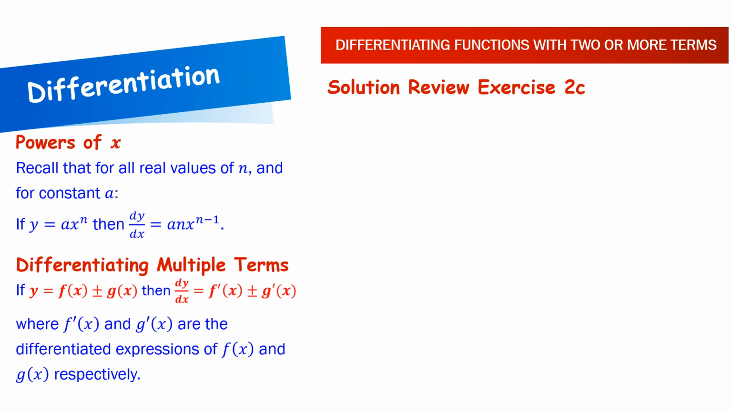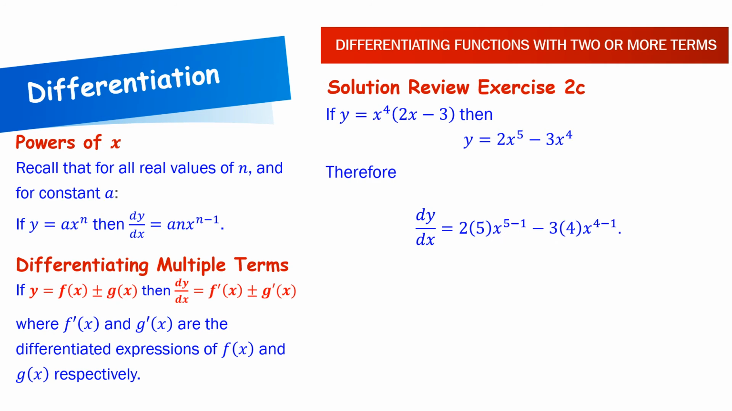Now let's solve exercise 2c. If y equals x to the 4 times 2x minus 3, then we can multiply out the expression to give y equals 2x to the power 5 minus 3x to the power 4. And now we can differentiate more easily. So dy/dx becomes 2 times 5 times x to the power 5 minus 1.